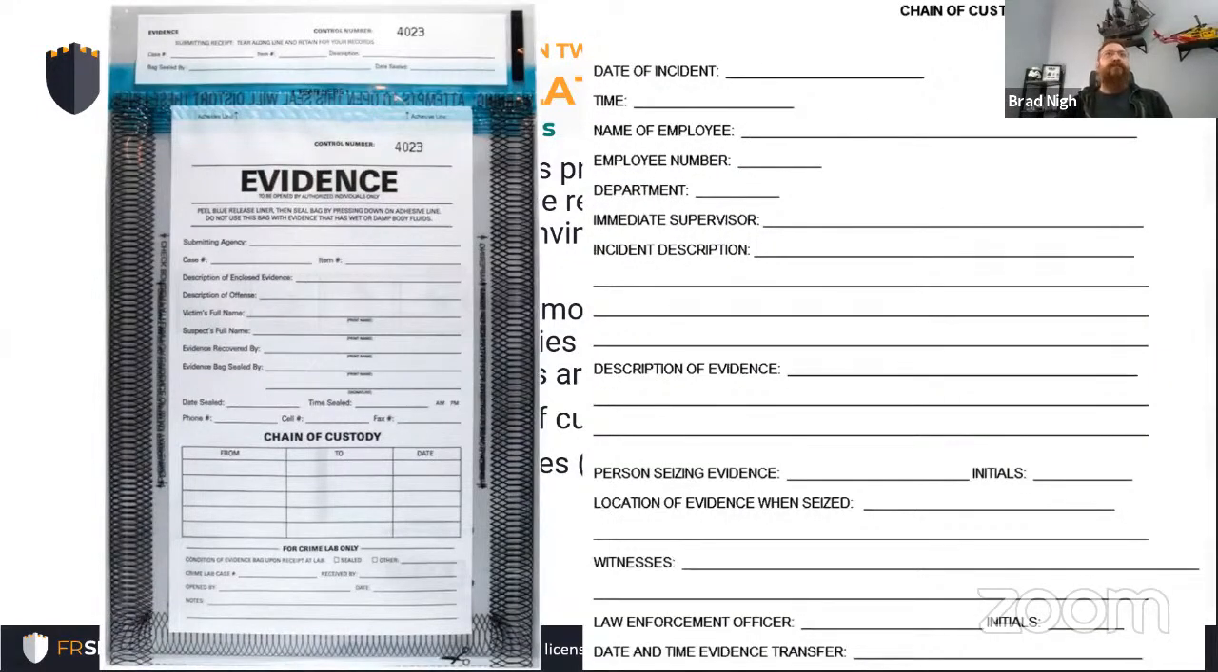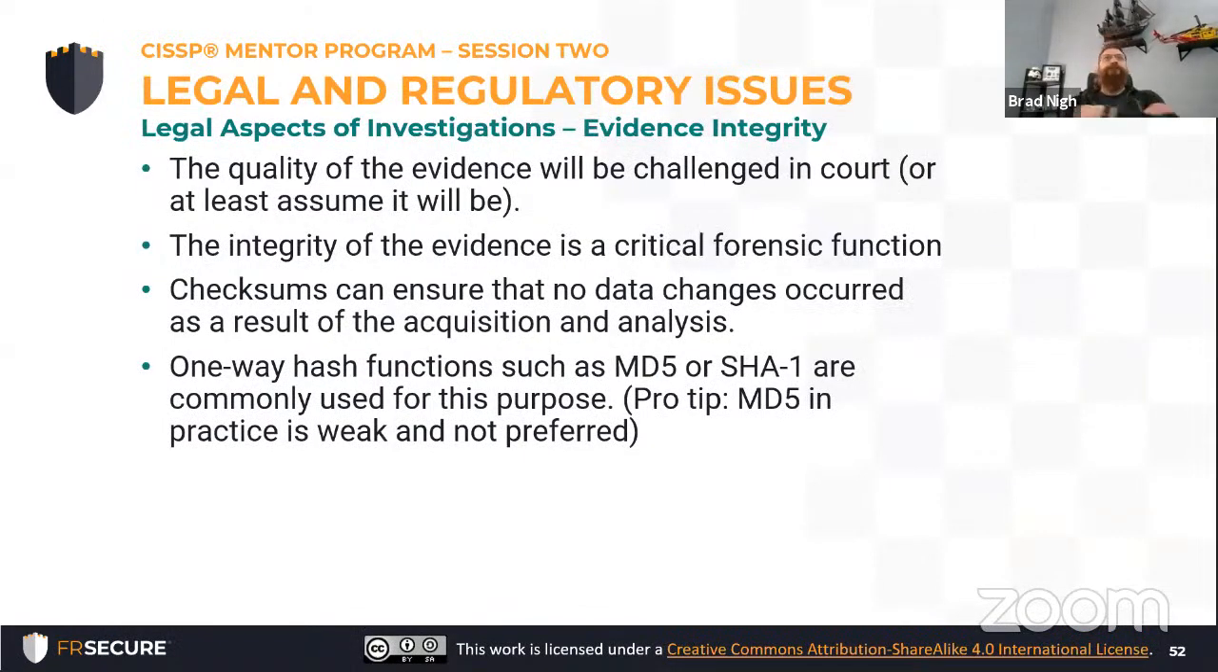So here is an example of a chain of custody. You can see where it was submitted, case number, item number, and then you can see the chain of custody from, to, and a date, right? This is another one. You can see all the information. You want to have a good description of what the evidence was, who seized it, where it was, were there any witnesses, and then when did it get transferred? Pretty straightforward. Just make sure you understand it.